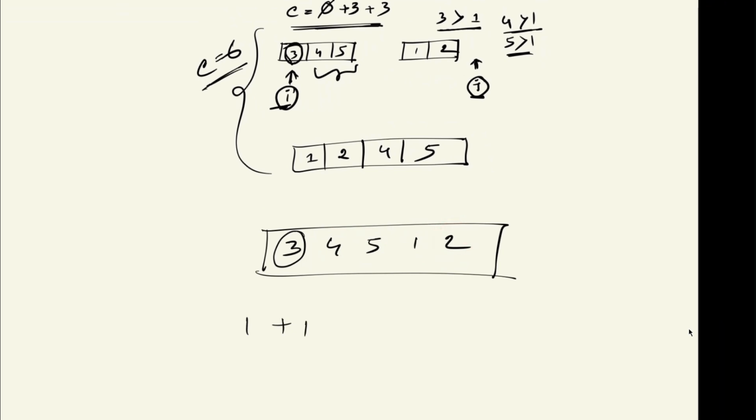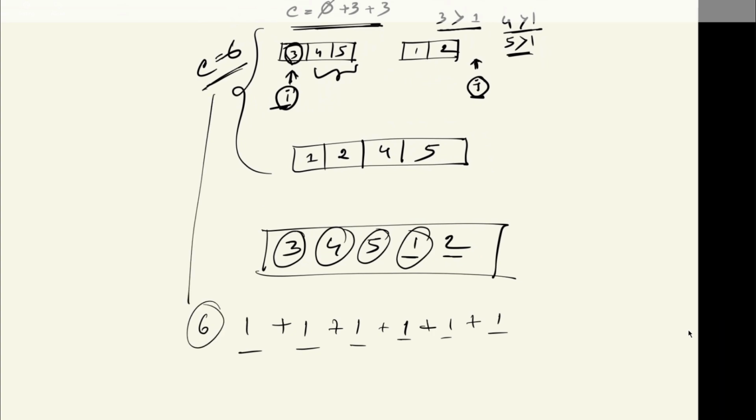Now 4 and 5 is not an inversion, but 4 and 1 is an inversion. 4 and 2 is an inversion. And similarly for 5, 5 and 1 is an inversion, and 5 and 2 is an inversion. But 1 and 2 is not an inversion. So the total number of inversions is 1, 2, 3, 4, 5 and 6.